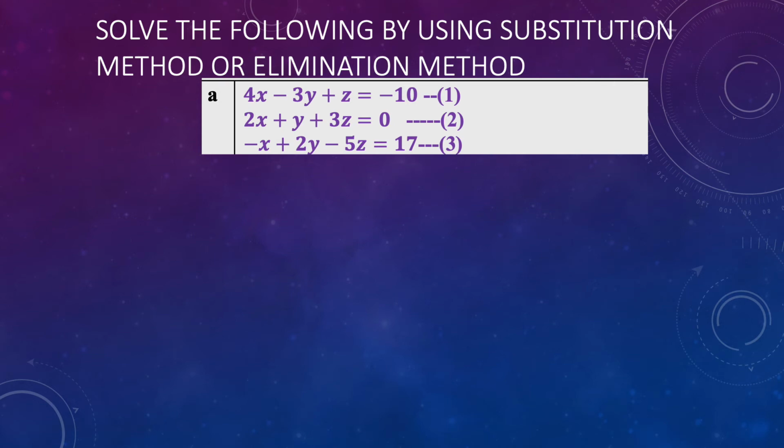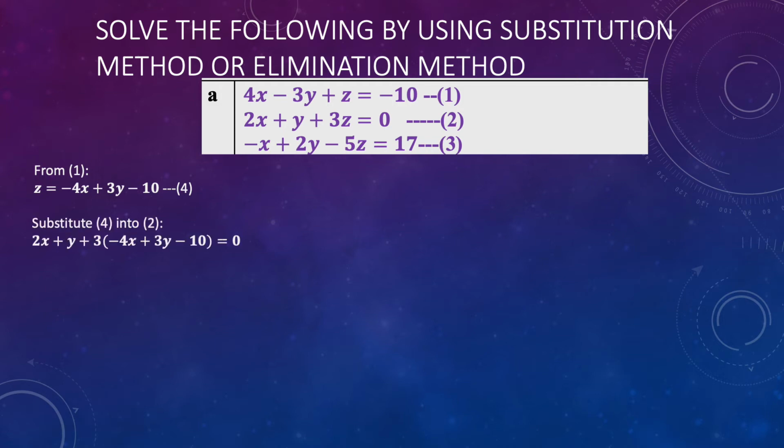I'm going to show you how to solve simultaneous linear equations with three variables using the substitution method and the elimination method. I choose z to substitute, so z will be our subject. From equation 1, you get z equals negative 4x plus 3y minus 10. You move 4x minus 3y to the right-hand side. Then we substitute 4 into 2, so we get 2x plus y plus 3 times negative 4x plus 3y minus 10 equals 0. That means our z now is negative 4x plus 3y minus 10.